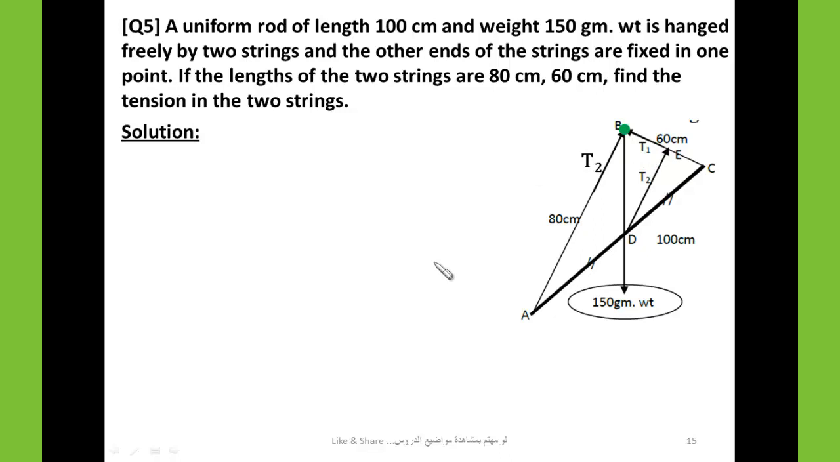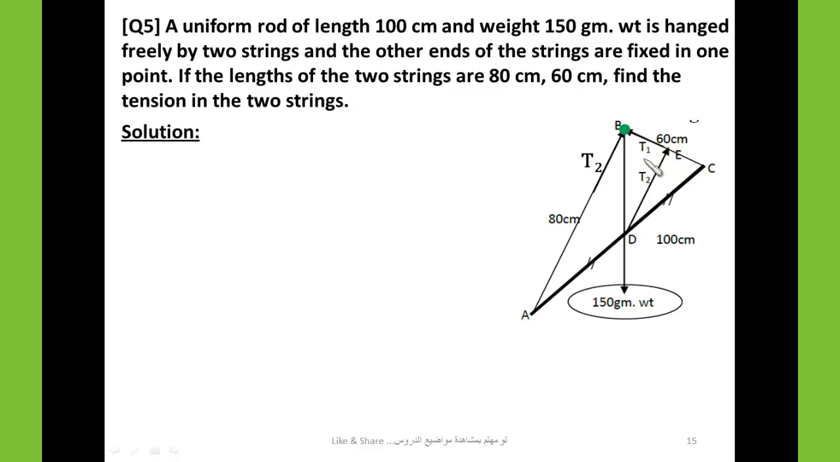So we want to solve it using the triangle of forces rule. We can draw DE parallel to AB to represent the second tension T2 like this. So the ray DE intersects BC at a point E.